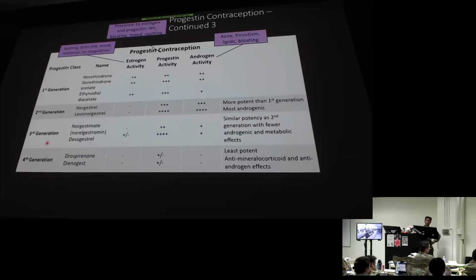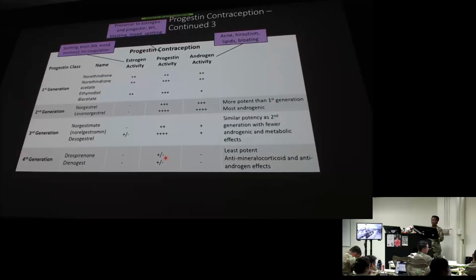And your third gen, again, your estrogen is negligible, right? But you see, again, I have a lot of progestin activity, not a lot of androgenic activity here. And then my fourth gen, kind of, it's just there, right? Not super potent anywhere. You do get some progestational activity, but not a whole lot. Hit or miss depending on the patient.